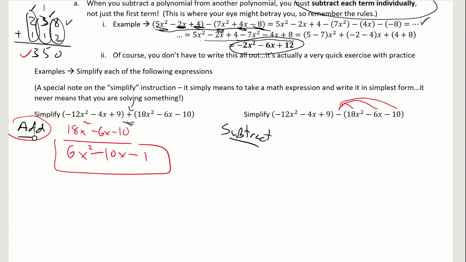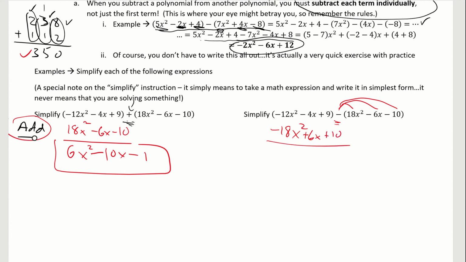What am I doing here? I'm indicating, since I'm subtracting, I'm going to change the sign of each term. That's what students do. Change the sign. So here's where the eye deceives. You go, oh, it's minus 18x squared. I'm going to tuck it underneath, minus 18x squared. But then students will go, minus 6x minus 10. No, it's minus a minus, so plus 6x, minus a minus, plus 10.